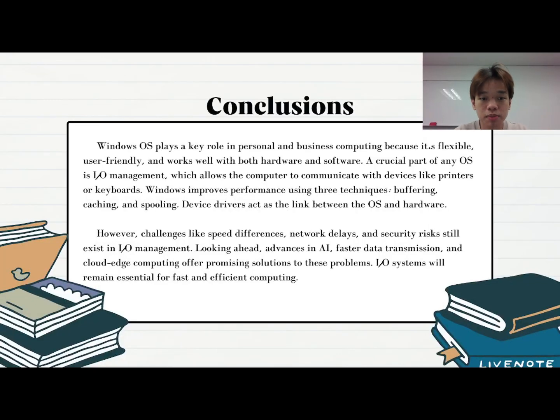So for the conclusion, Windows OS plays a key role in personal and business computing because it's flexible, user-friendly, and works well with both hardware and software. A crucial part of any OS is I/O management, which allows the computer to communicate with devices like printers or keyboards. Windows improves performance using three techniques: buffering, caching, and spooling. Device drivers act as the link between the OS and the hardware. However, challenges like speed differences, network delays, and security risks still exist in I/O management. Looking ahead, advances in AI, faster data transmission, and cloud and edge computing offer promising solutions to these problems. I/O systems will remain essential for fast and efficient computing.